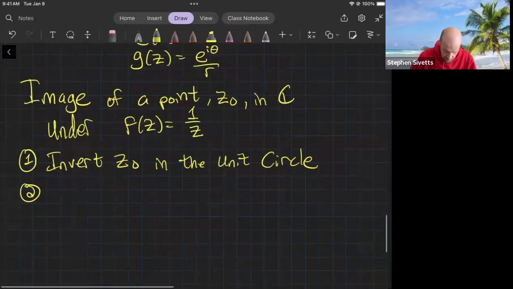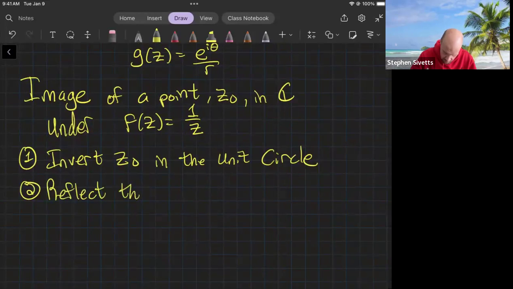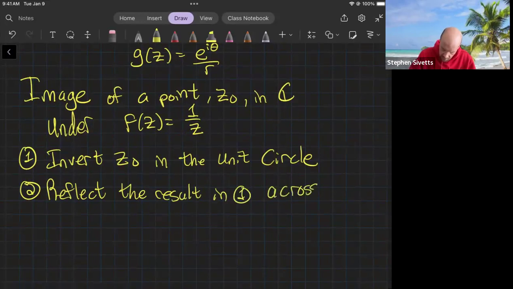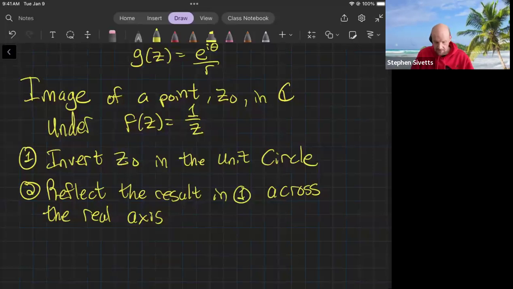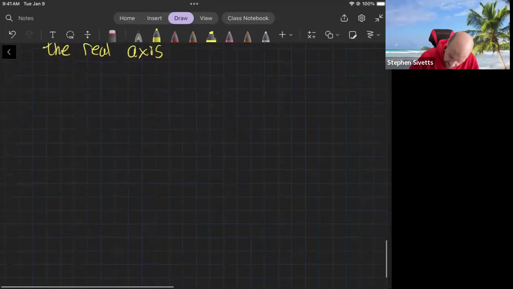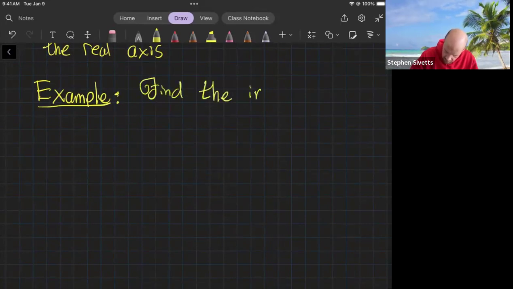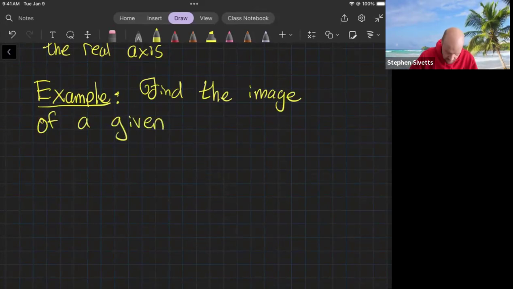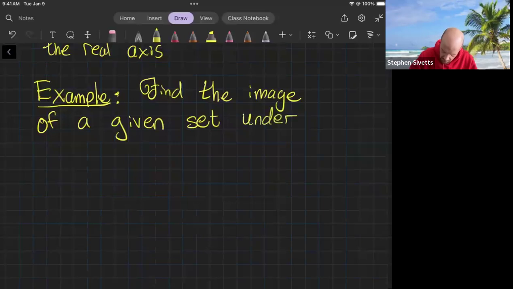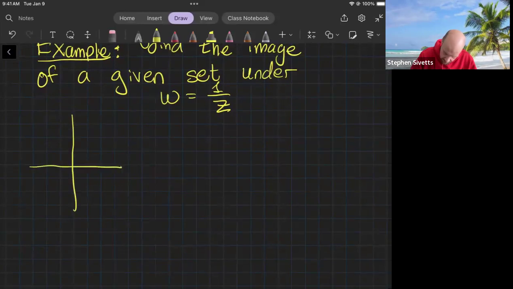And then two, we want to reflect the result in step 1 across the real axis. So that's basically it. So for example, if I have this example: find the image of the given set under the map W equals 1 over Z. Suppose we have the following set.